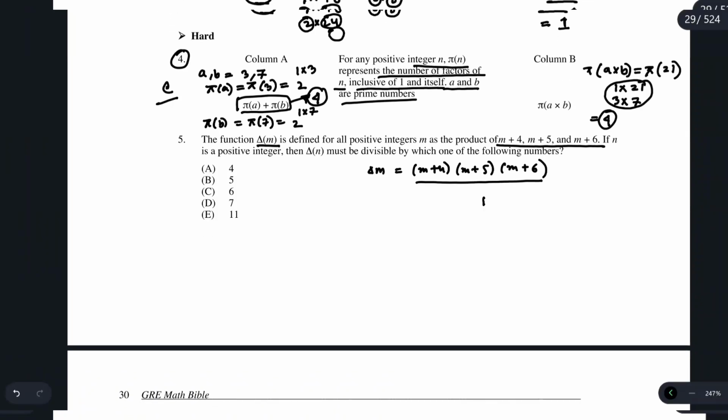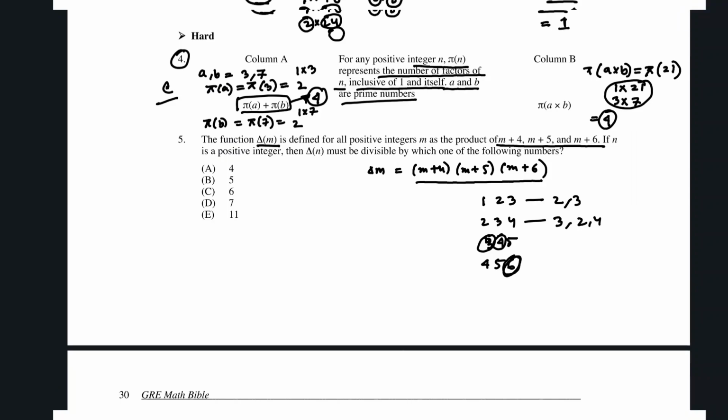You can take an example of 1, 2, 3, or 2, 3, 4, or 3, 4, 5, or 4, 5, 6, and so on. Here you'll find there is at least one number that is divisible by 2 and at least one number that is divisible by 3. Sometimes both are the same number, but it doesn't matter whether it is the same number or two separate numbers.